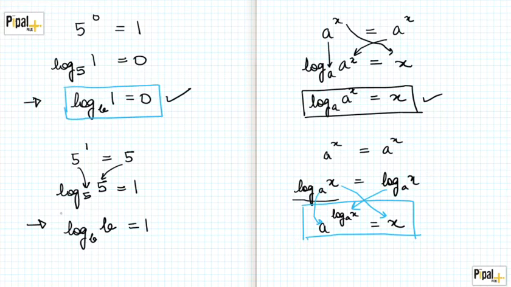Now I'm going to jump into the properties of logarithms, some of the important properties of logarithms. The first property that I'm going to talk about is when you multiply two numbers, let's say x and y, and when you take their log to any base a, this is going to be equal to log base a of x plus log base a of y.